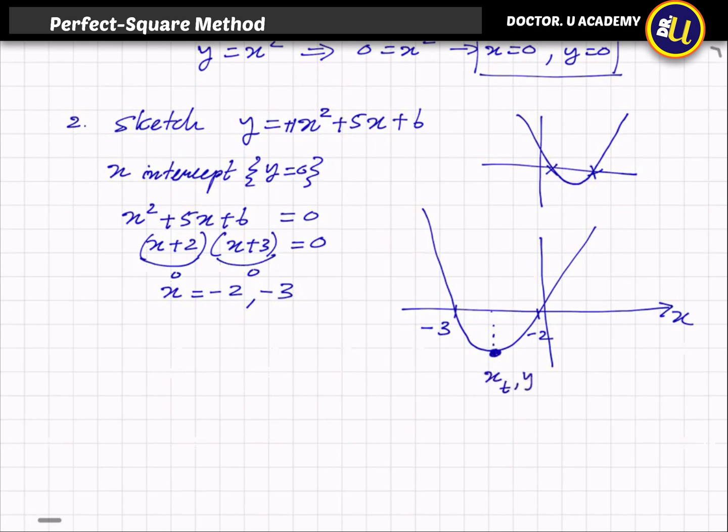This is how you find xt: you add the two x values, which are -3 and -2. So now you can find the turning point x, that's the middle point, by adding -3 with -2 and dividing by 2, because that's the middle point, and that would be -5 divided by 2.